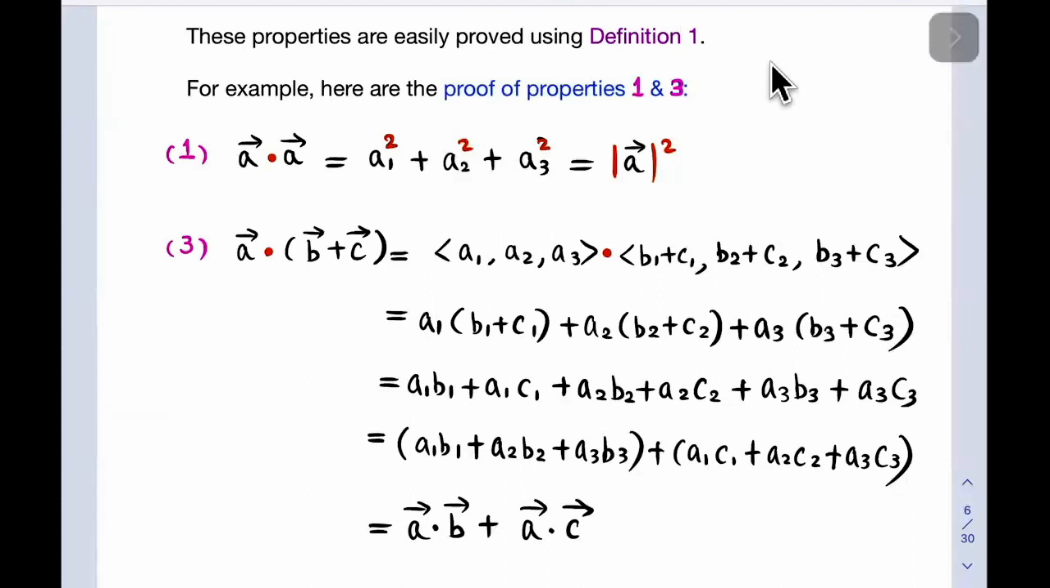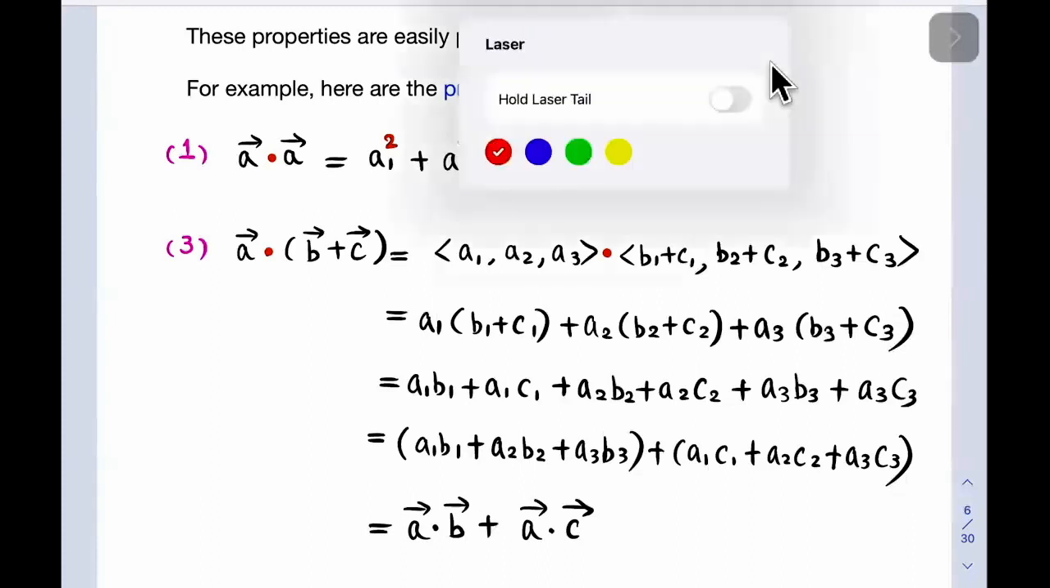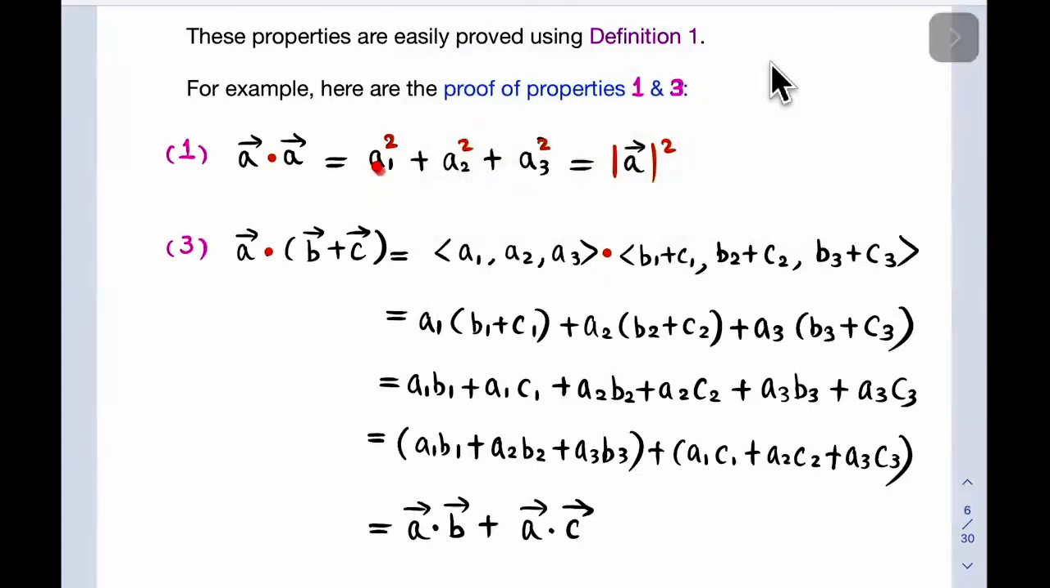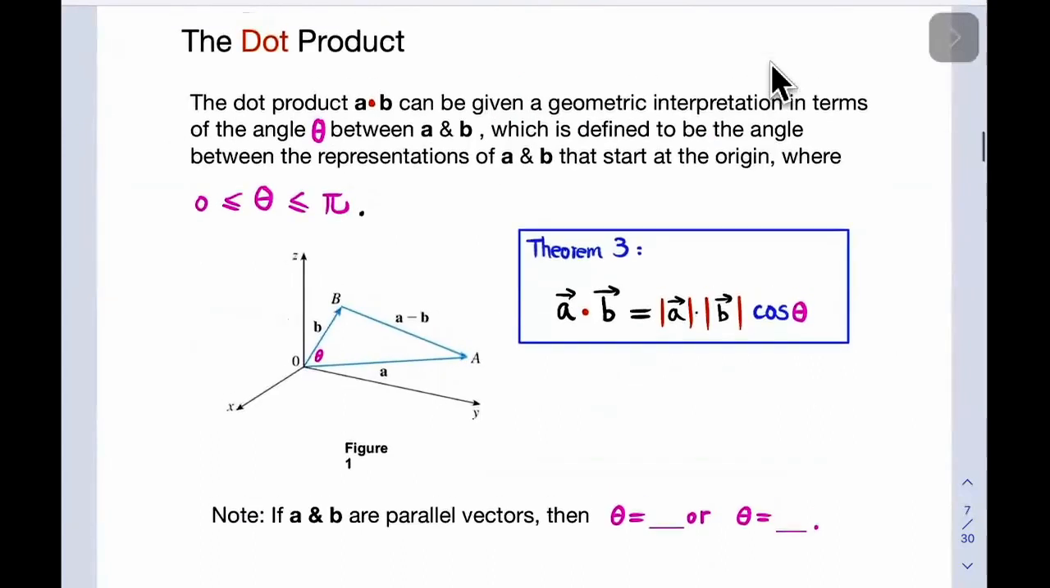Because remember, the magnitude, the length of the vector A, is the square root of the sum of the squares of each component. So this one here is the square of the magnitude. Similarly, we can prove the distributive property of the dot product by doing this algebra here. Now, the dot product.